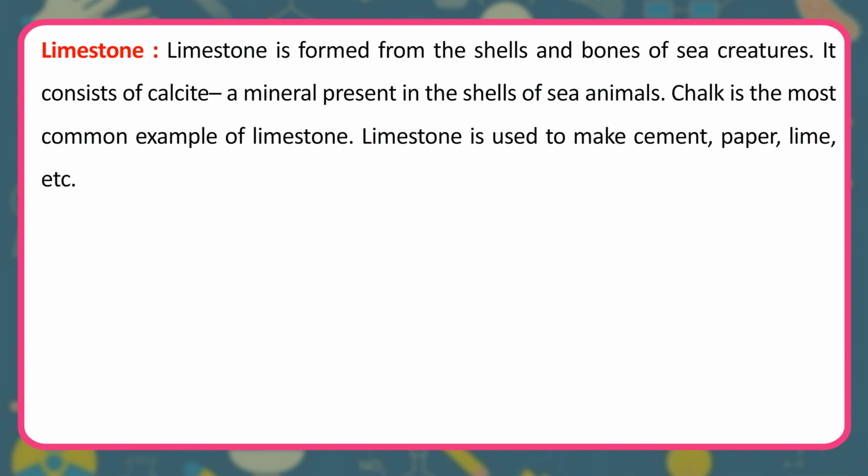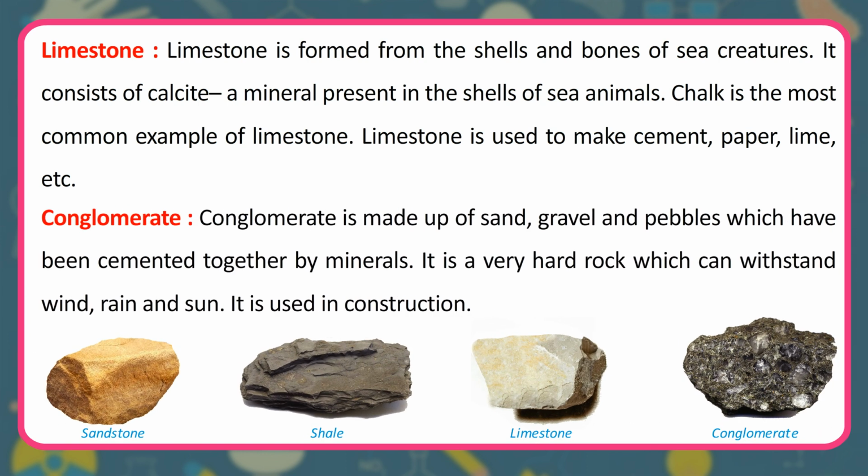Limestone. Limestone is formed from the shells and bones of sea creatures. It consists of calcite, a mineral present in the shells of sea animals. Chalk is the most common example of limestone. Limestone is used to make cement, paper, lime, etc.